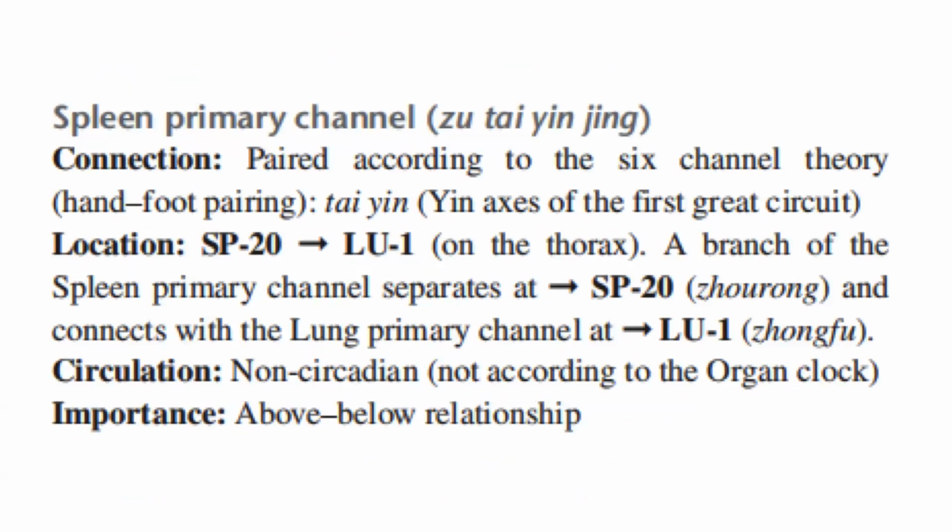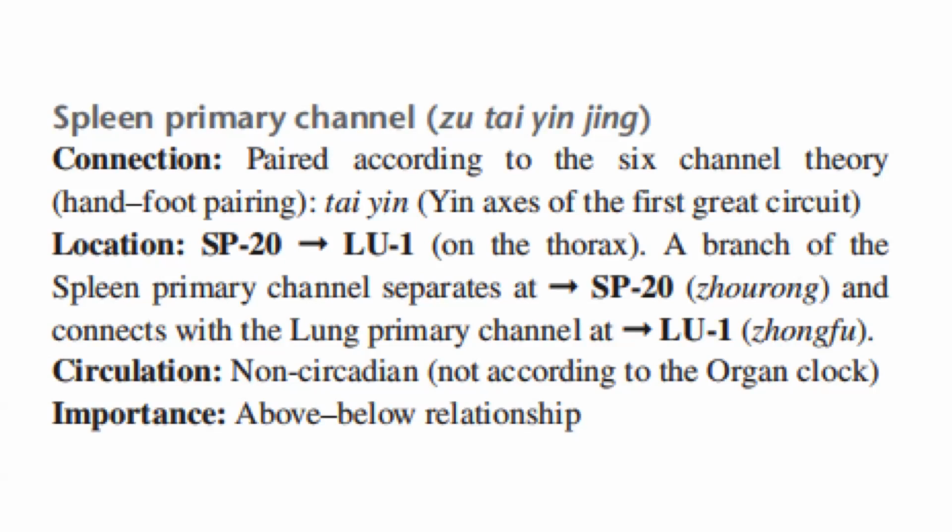The lung channel also connects with the spleen primary channel. So the connection is paired according to the 6-channel theory. This is the hand-foot pairing, the yin axis of the first great circuit. Location, spleen 20 to lung 1 on the thorax.